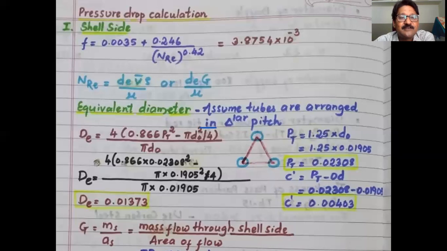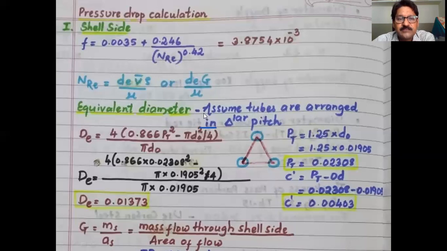Understood? Yes, sir. Okay. Come to the pressure drop calculation. Shell side friction factor. If you look at this equation, NRE is not calculated if you go and see the shell side calculation. So now you have to calculate NRE. NRE is dE v bar rho by mu, or you can calculate dE G by mu.